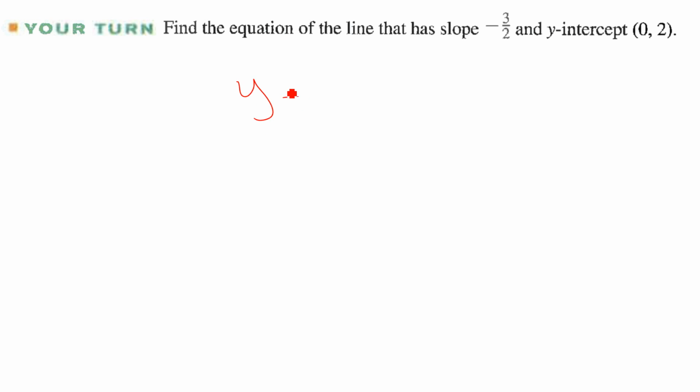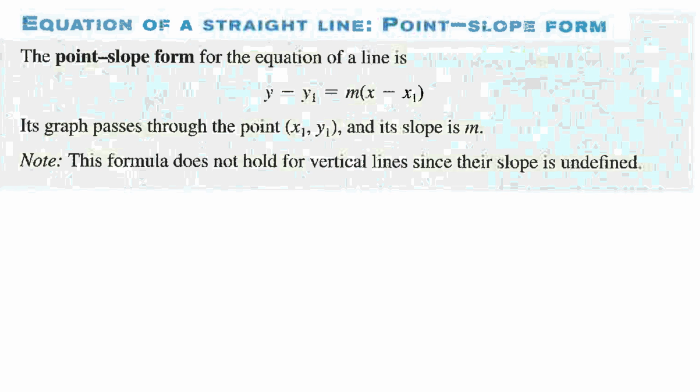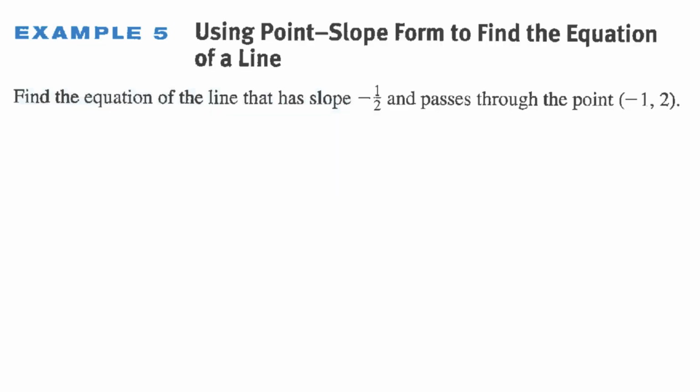Hopefully you wrote y equals negative 3 over 2 for your slope, x plus 2. Okay, point slope, really useful for finding a slope-intercept or general form. So you can say y minus y1 equals m times x minus x1, where y1 and x1 are an x and a y, excuse me, at some point on your graph.